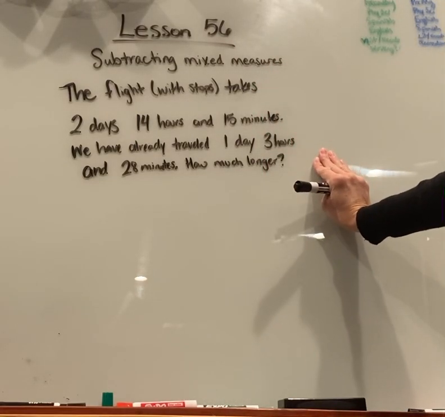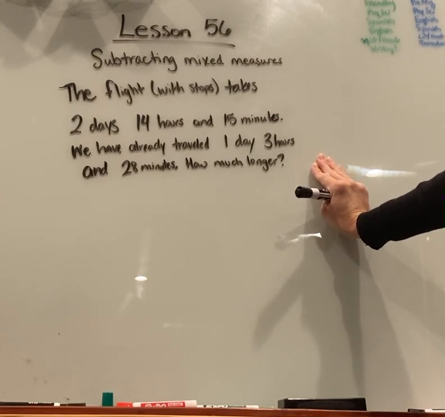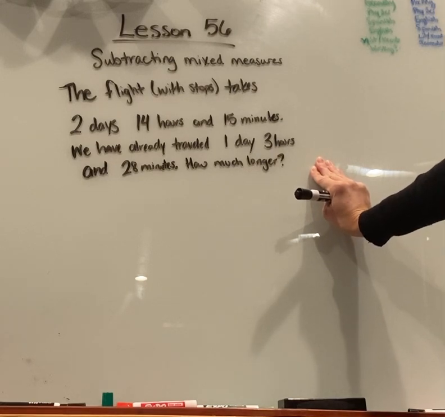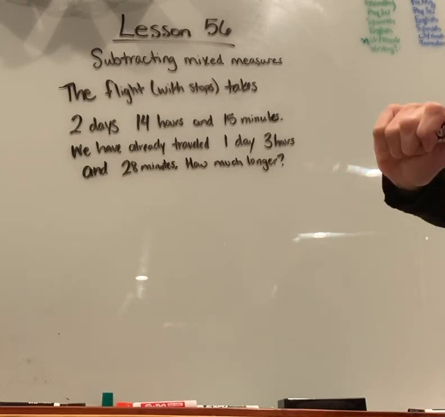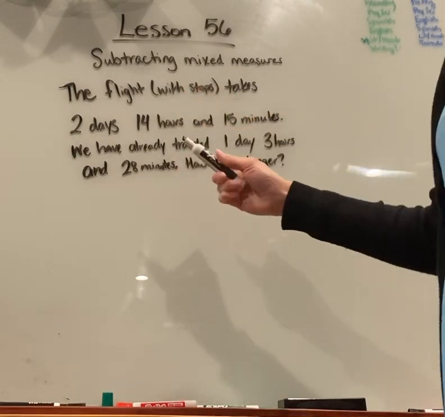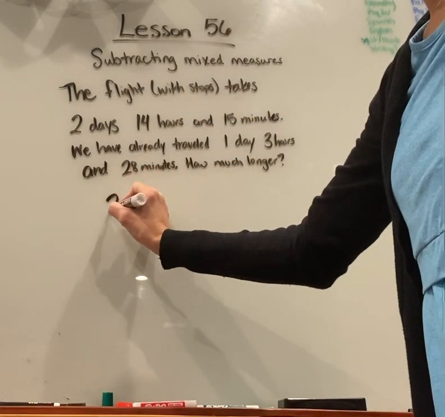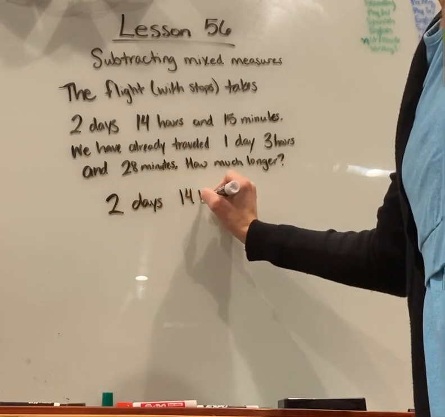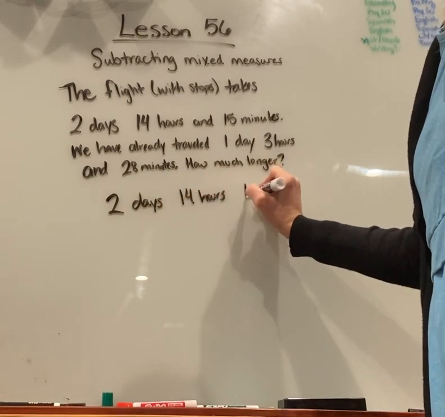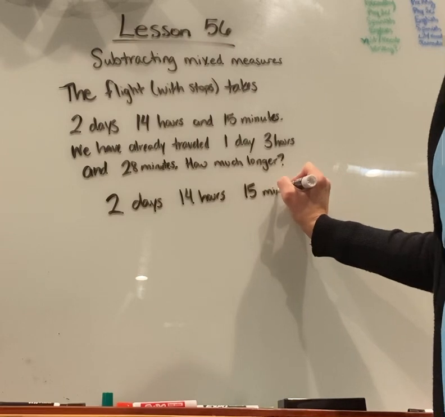The flight that we have to take around the world with stops is scheduled for 2 days, 14 hours, and 15 minutes. We have already traveled 1 day, 3 hours, and 28 minutes. How much longer do we have to go? You want to line up your units when you subtract. So we're going to start with 2 days, 14 hours, and 15 minutes.